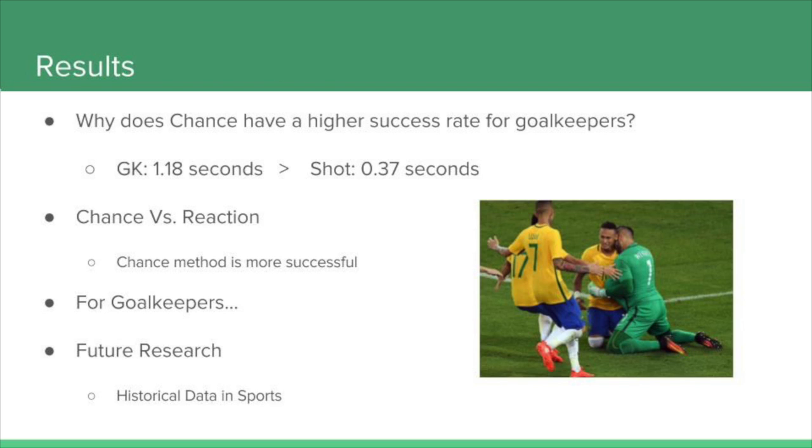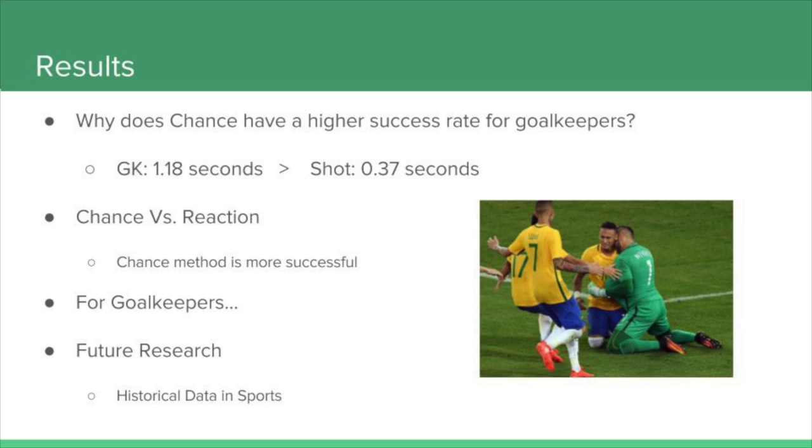So what does this tell us about the debate? These numbers actually tell us a lot about why the statistics produced the results the way they did. If a goalkeeper were to use the reaction method and move when the ball is kicked, the goalkeeper will not have enough time to reach the ball. This explains the incredibly low success rate of the reaction method.